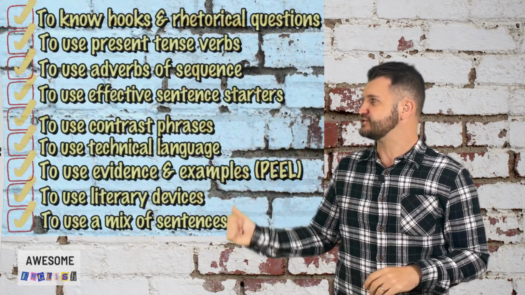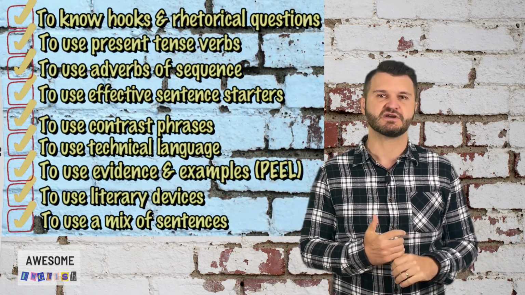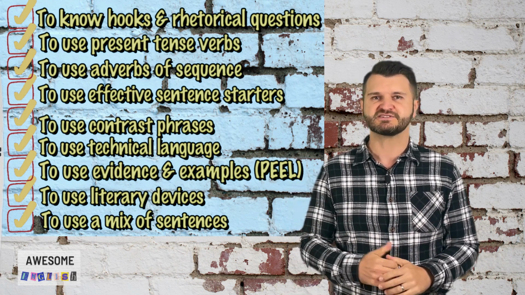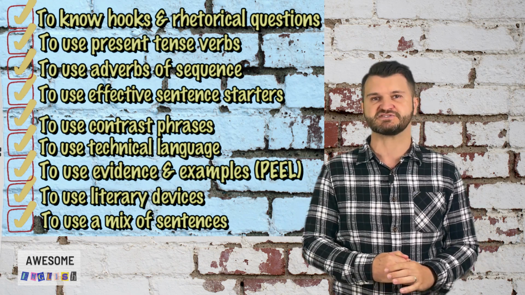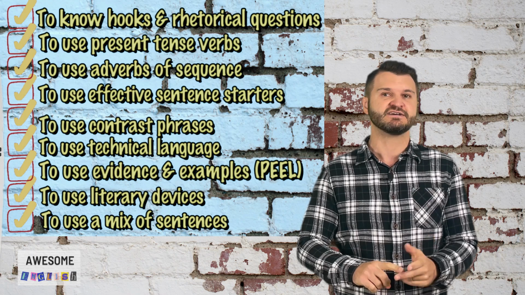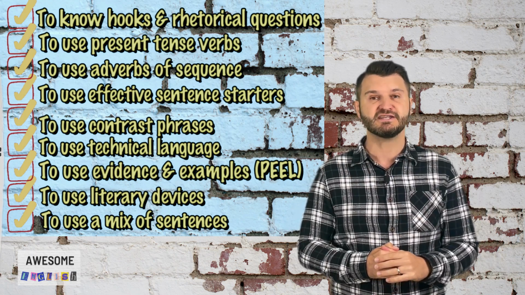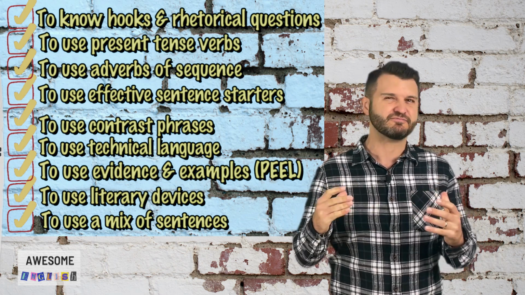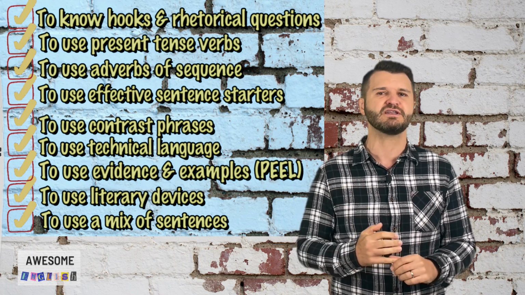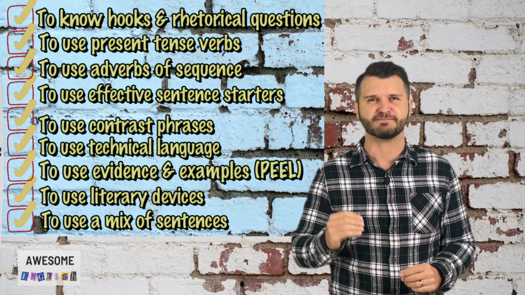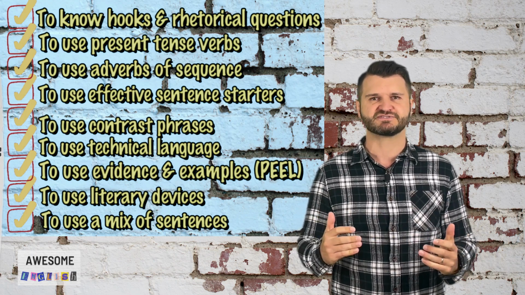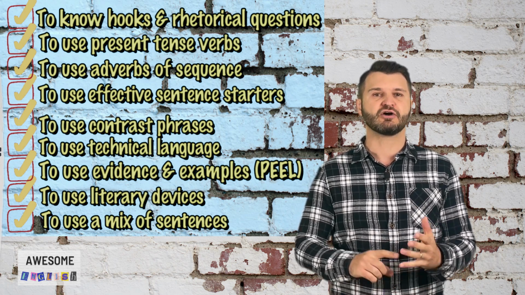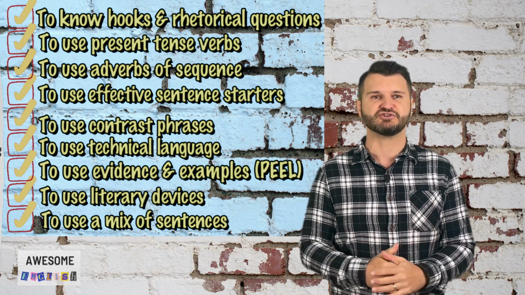Okay, so today is just an introduction to these micro features. If you want to learn about them in more detail, they have individual videos on the channel. So the first one, hooks and rhetorical questions. These are things like quotes or statistics, something to hook the reader at the beginning of your essay. Then, present tense verbs. So things like state of being verbs, like is and are really important to make sure you put your essay in the present tense. Then, adverbs of sequence. Things like first, next, then, finally. These show the order of actions or explanations in your essay.